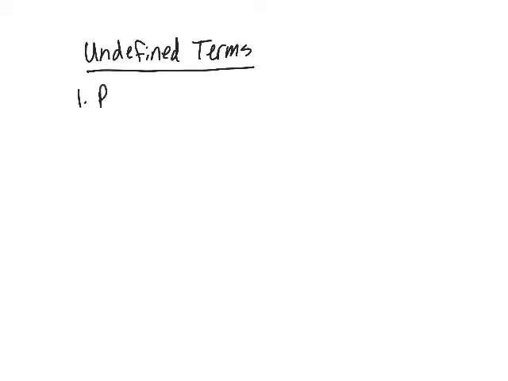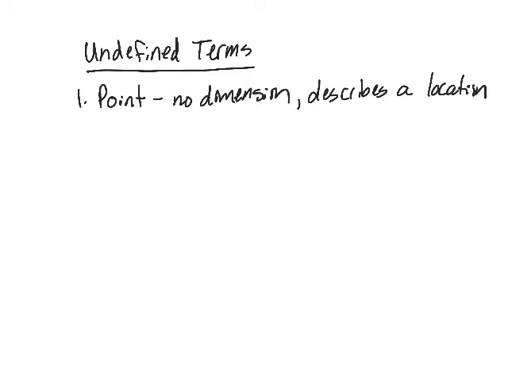So the first basic undefined term is a point. I can describe it. It has no dimension, and it describes a location. We denote a point usually with a dot and a capital letter. You've worked with points as coordinate points. We can put points on a graph, but again, it describes a location.